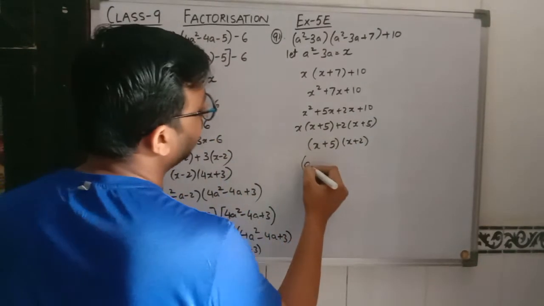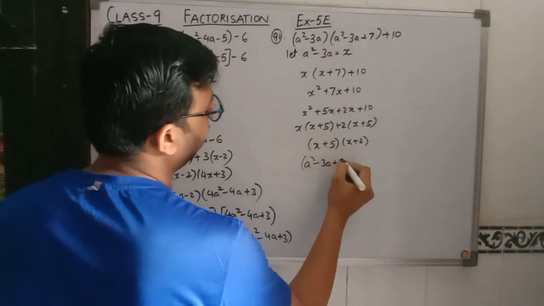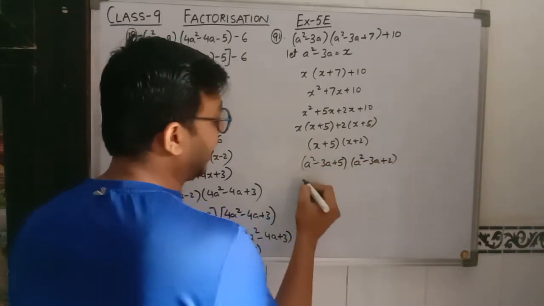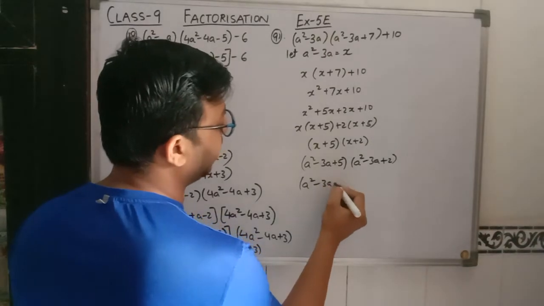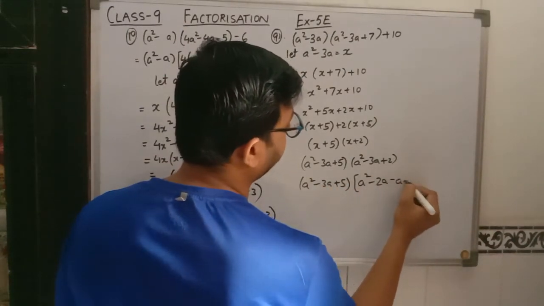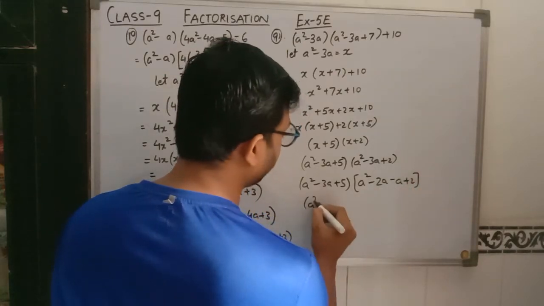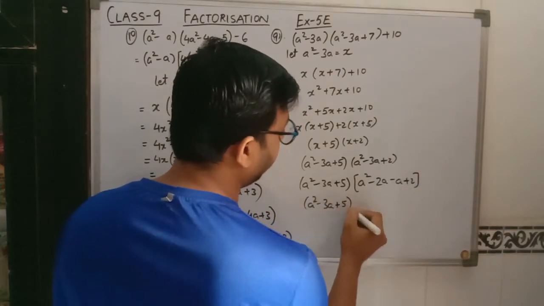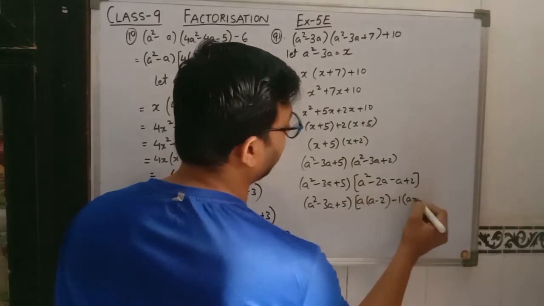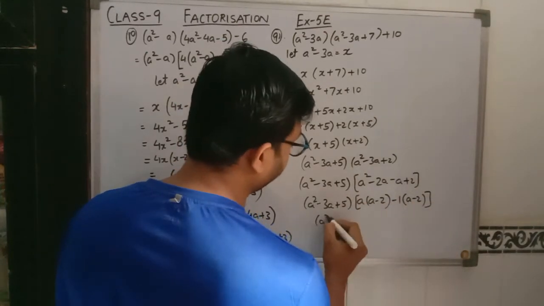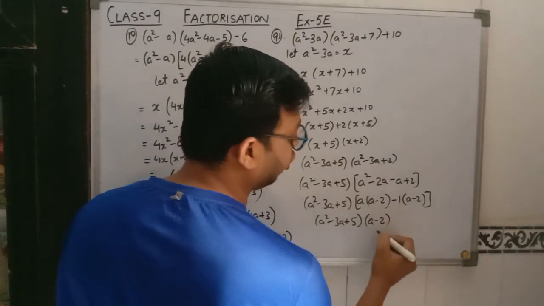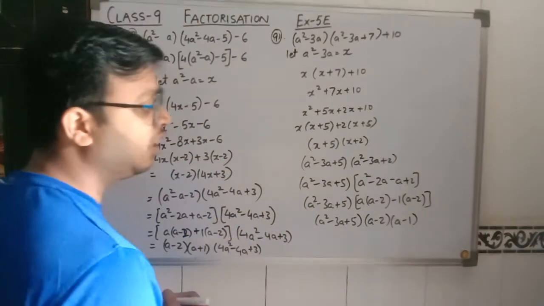Now apply the value: a square minus 3a plus 5, and a square minus 3a plus 2. The first bracket, a square minus 3a plus 5, cannot be solved, but the second can be solved. So a square minus 2a minus a plus 2. The first bracket will remain the same. In the second bracket, from the first two terms a can be taken as common, so a minus 2, and 1 taken common, a minus 2. So the first bracket will remain the same, and the second becomes a minus 2 in the first bracket and a minus 1 in the second bracket.